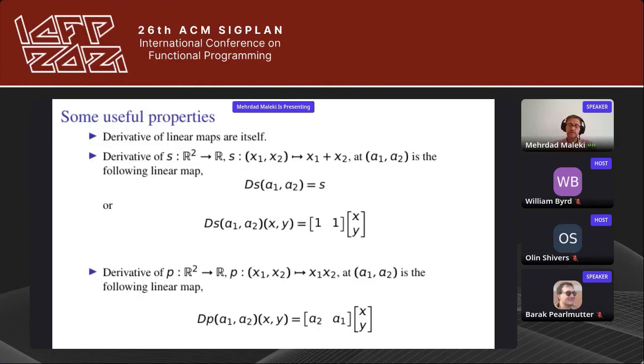For example, if S from R² to R is the usual sum function, which is linear, then the derivative of S at (A1, A2) is S, which means if we apply dS at (A1, A2) on X and Y, it gives us S on X and Y, which is the sum of X and Y. And also, the derivative of multiplication is like this: at the point (A1, A2) and X and Y, it gives us A2X plus A1Y.